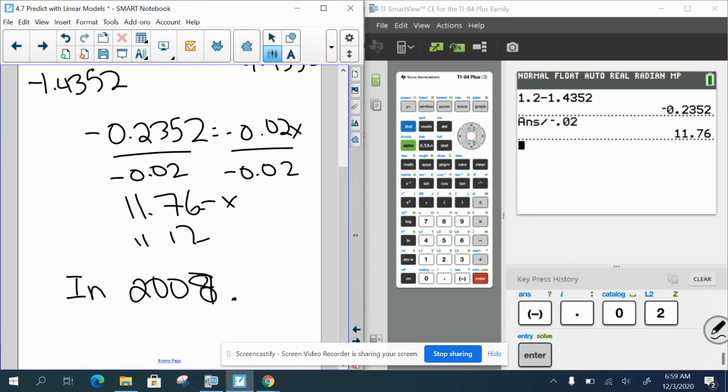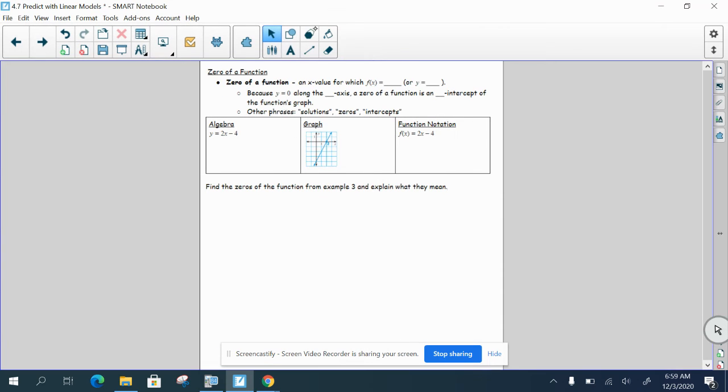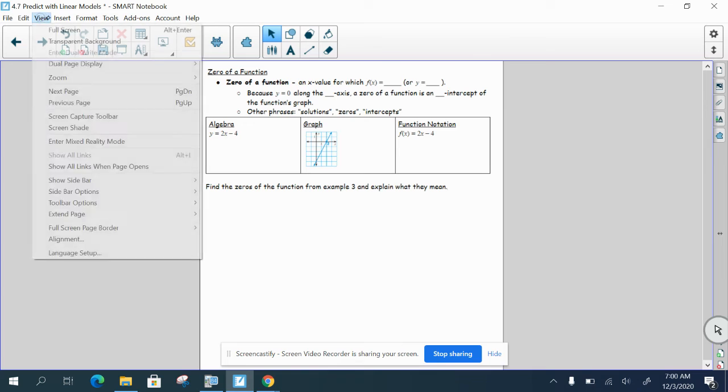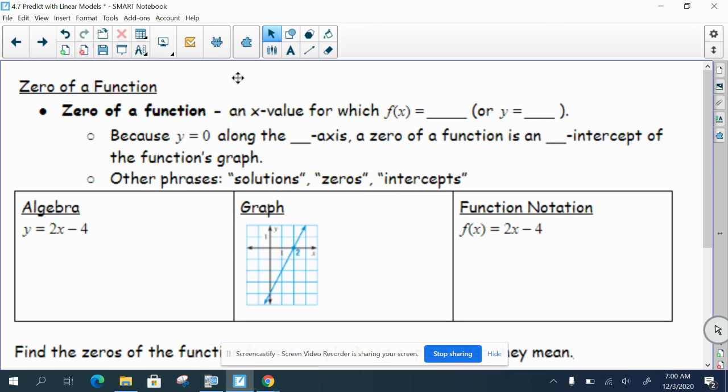And then we have one more little tidbit before we close out here. It's about the zeros of a function. So we're done with our calculator now. And we're just going to look at what the zeros of a function mean. All right, so a zero of a function, whenever you see zeros, all that just means is your y-intercept.